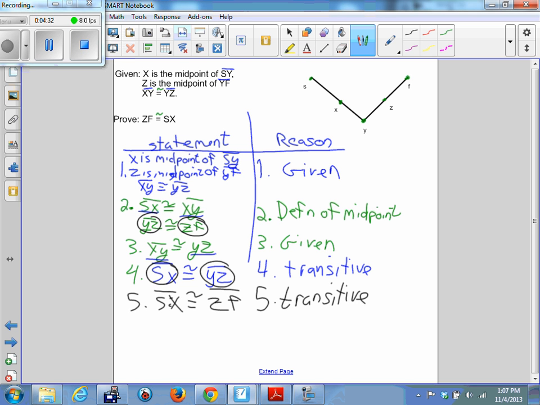And then we can flip them. We're trying to prove ZF is congruent to SX. So number 6, line segment ZF is congruent to line segment SX. This is the symmetric property. Oh, I misspelled it. And that's it.